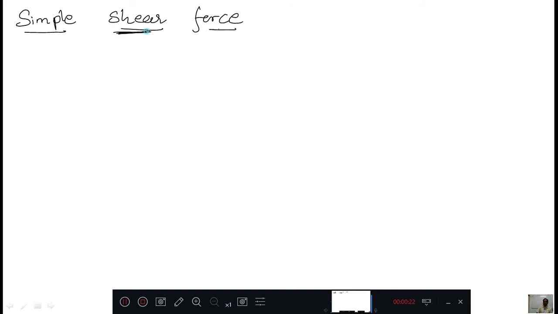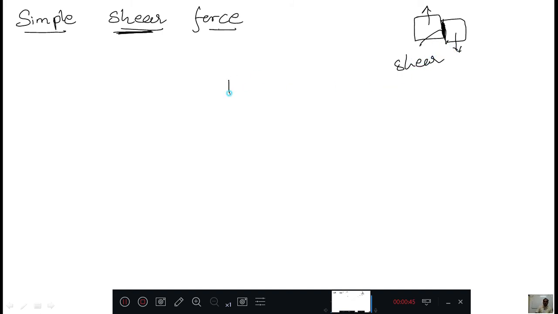Shear means it is a rubbing action between two surfaces. Say, for example, I have one body here and another body kept very near to that one. If it slides this way and there is some rubbing action here, then this rubbing action is called shear.